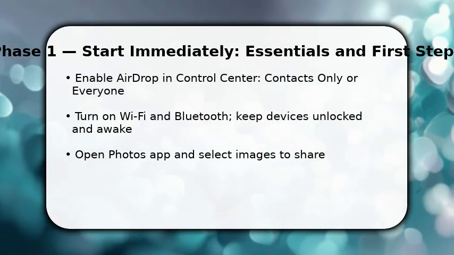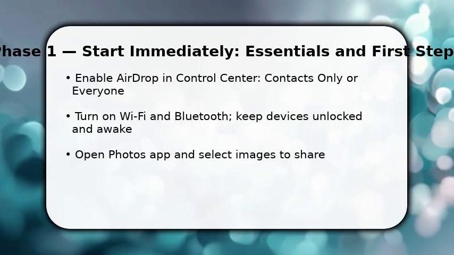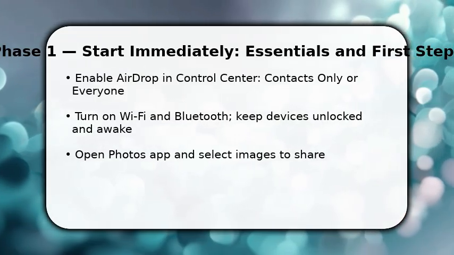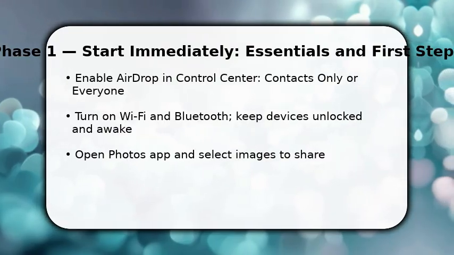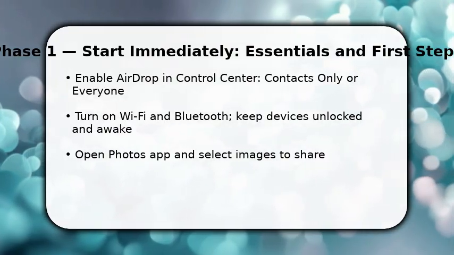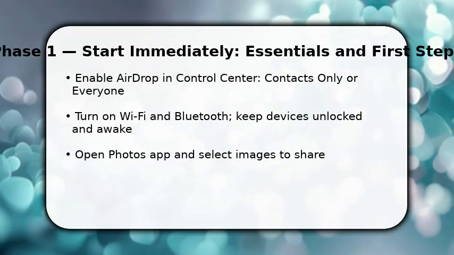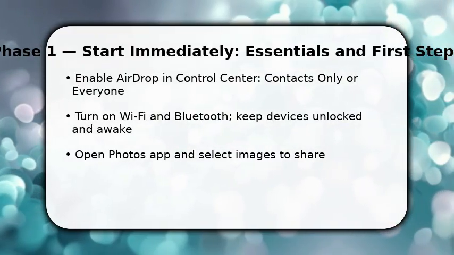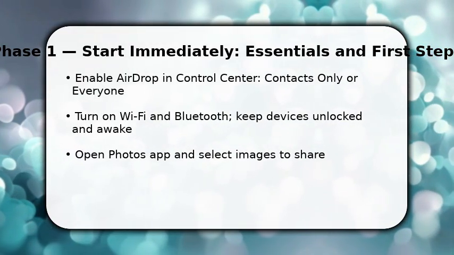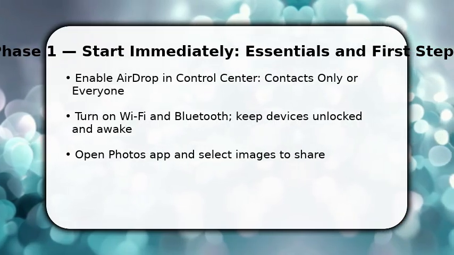You start now, open Control Center and set AirDrop to contacts only or everyone depending on the recipient. Turn on Wi-Fi and Bluetooth so the discovery works. Make sure both iPhones stay unlocked and awake. In Photos, tap Select and choose the pictures you want. This first move is crucial because AirDrop negotiates a private direct connection.